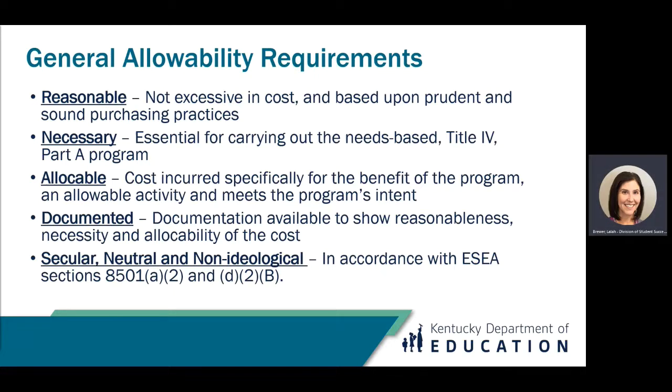General allowability requirements include: Is this reasonable? Is it not excessive in cost and based upon prudent and sound purchasing practices? Is it necessary? Is it essential for carrying out the needs-based Title IV Part A program? Is it allocable? Is the cost incurred specifically for the benefit of the program, an allowable activity, and does it meet the program's intent? Is it documented? Is there documentation that shows the reasonableness, necessity, and allocability of the cost?